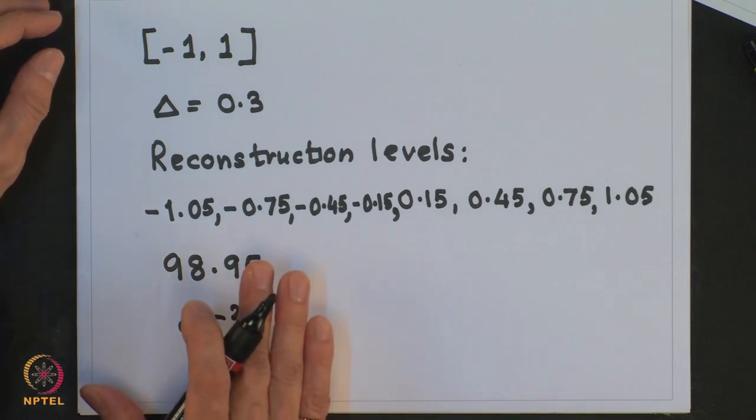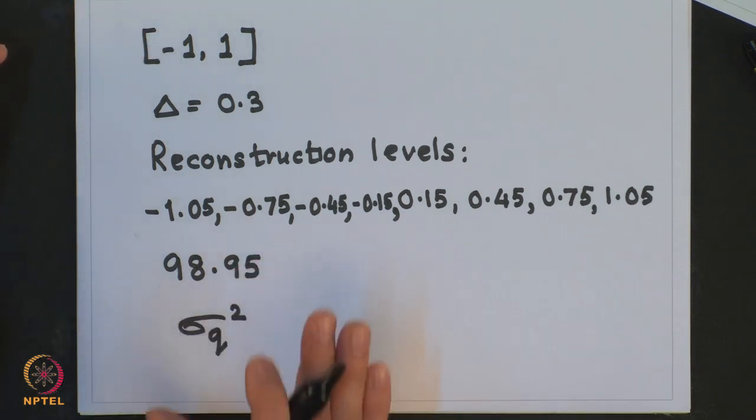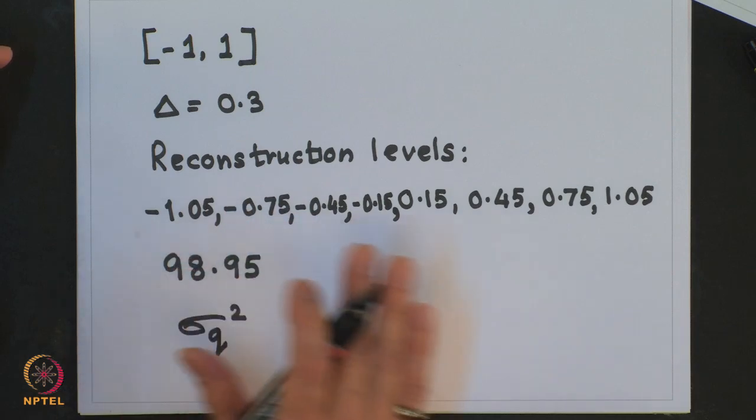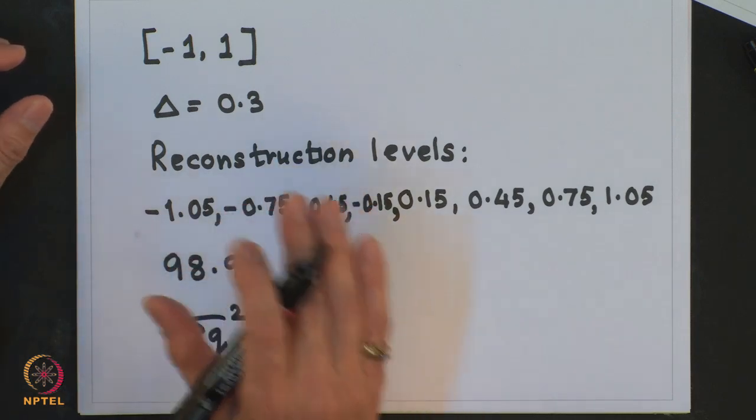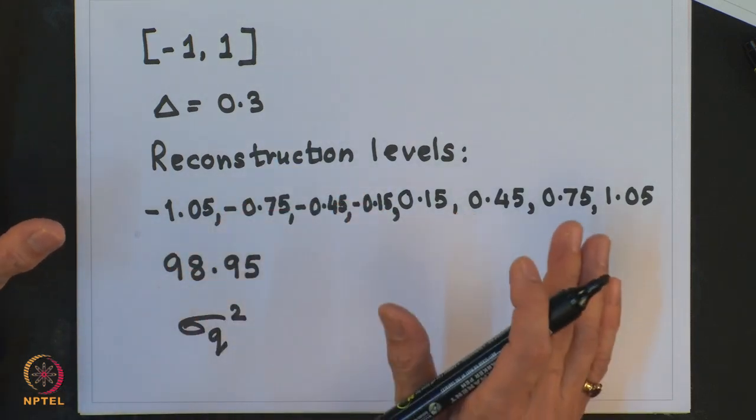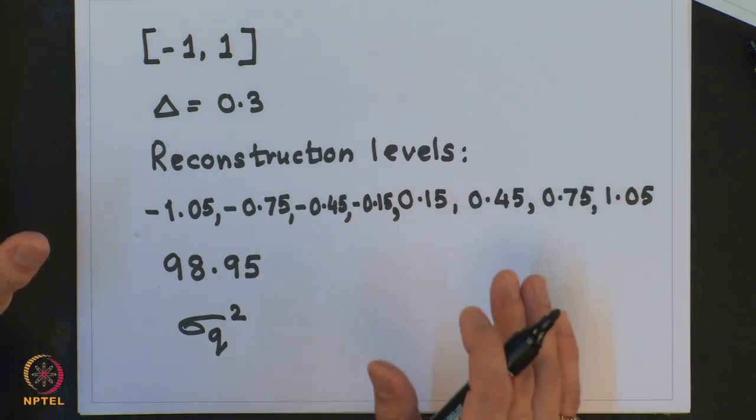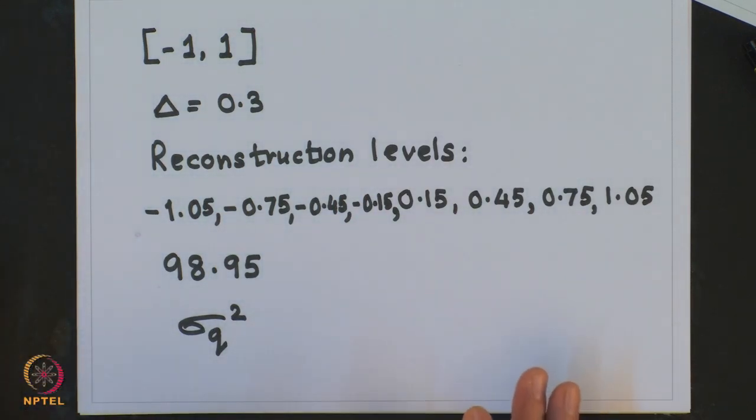So, a conclusion is that if the source PDF is not uniform, it is not a good idea to obtain the step size by simply dividing the input range by the required number of L levels. This approach is totally impractical when a source is modeled with, say, an unbounded PDF, correct, for example a Gaussian PDF. So, in that case we must include the PDF of the source in the design process, and we will study this in the next class.